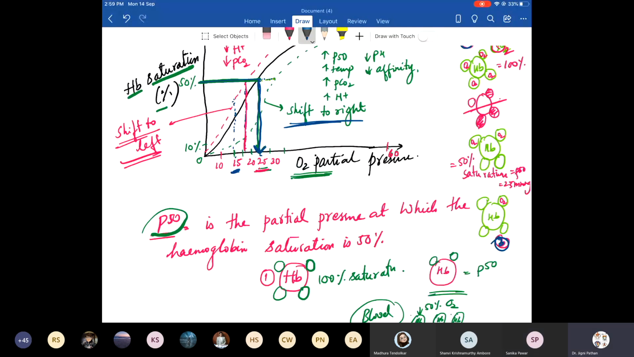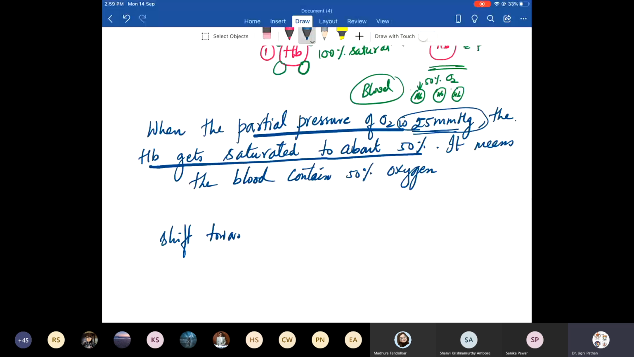So what is its P50? Less than 25. Do you agree with me? Yes, ma'am. Got it. Understood. At this moment the graph will shift towards the left. When the graph is shifting towards the left, it means association of oxygen with the hemoglobin is more. When the graph shifts towards left, it means it has more affinity, or oxygen has more affinity to bind to hemoglobin.